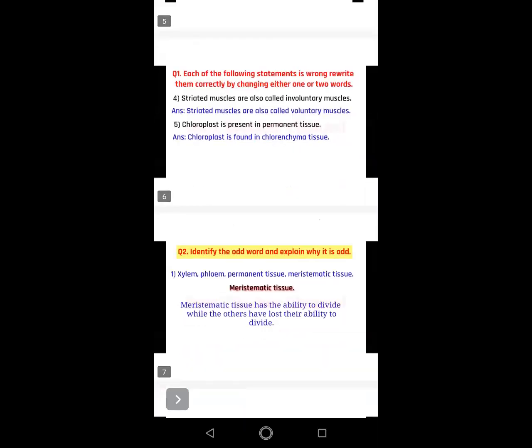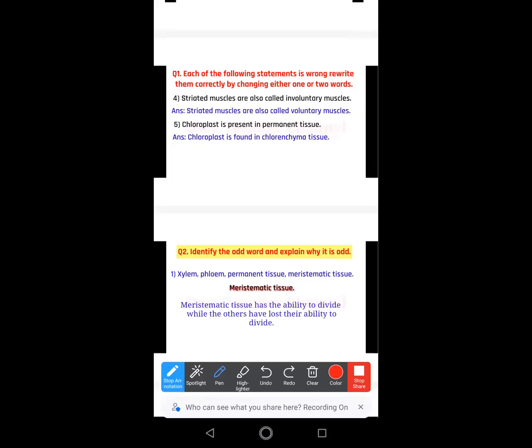Our next slide, fourth question. Question number 4. What is that? Striated muscles are also called involuntary muscles. Okay, striated muscles is correct. The word striated will not always stay the same, there will be some changes. Striated muscles is correct. Involuntary muscles is wrong. Okay, striated muscles are called voluntary muscles.